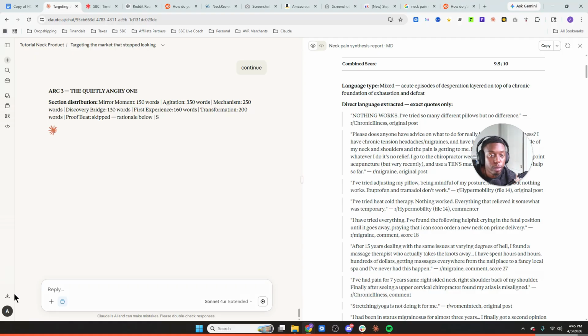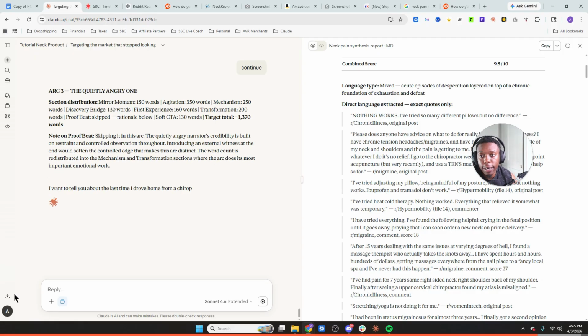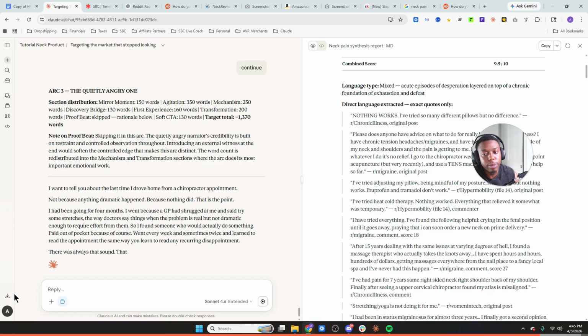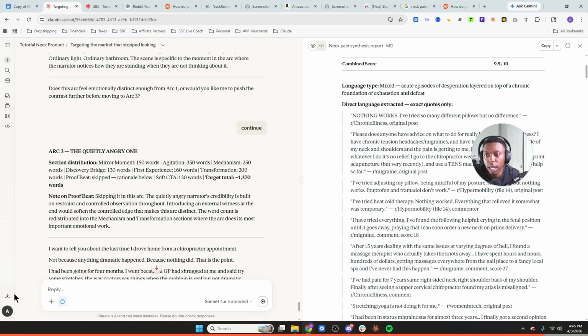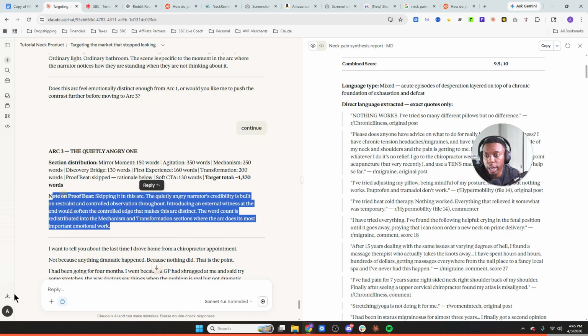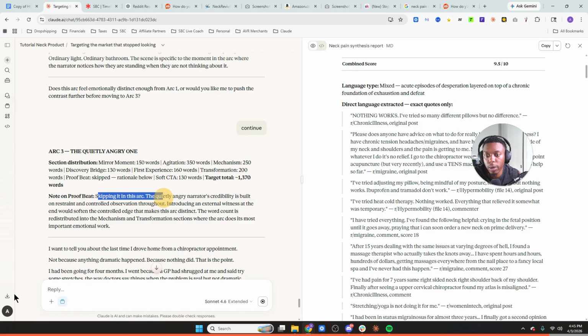You do that until you get to 4 additional angles. So you'd have a total of 5 ads. And then obviously I'm not reading these right now, but you should just make sure you're catching anything, make sure you're not missing anything. And it tells you how they're distinctly different too, right? So leave a note here, note on proof B, skipping in this arc, the quietly angry.